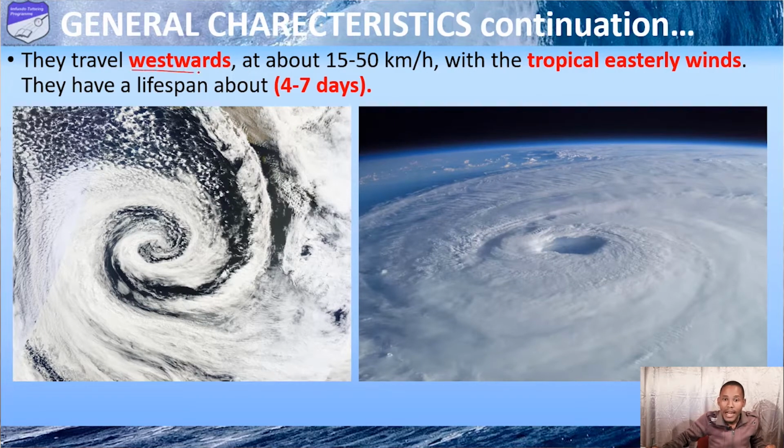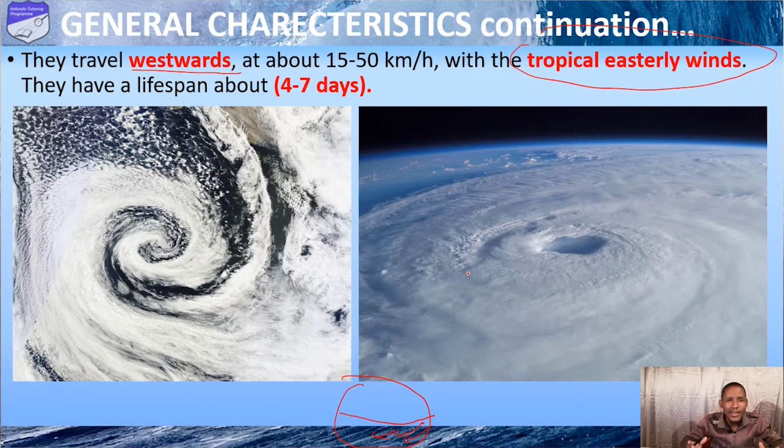So remember what we said about mid-latitude cyclones. Mid-latitude cyclones, we said they move from west to east. But when it comes to tropical cyclones, they move from east to west. They travel westward. Westward means from east to west, from 5 degrees to 30 degrees. So they are pushed by easterly winds. They have got a lifespan of about a week. They can last up to a week.